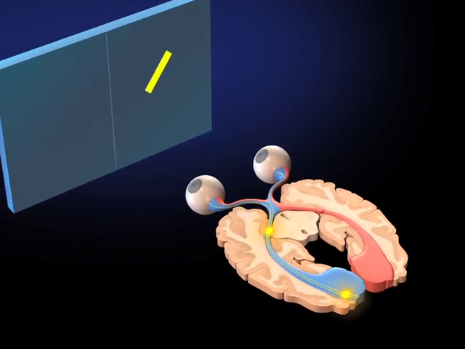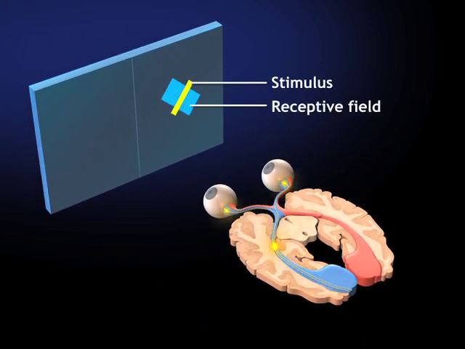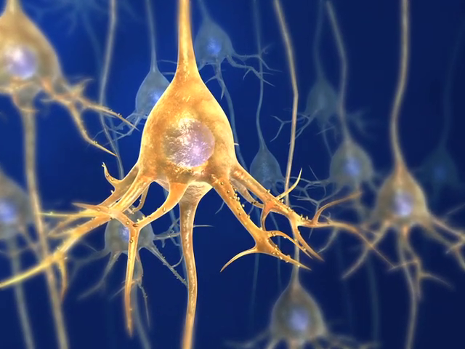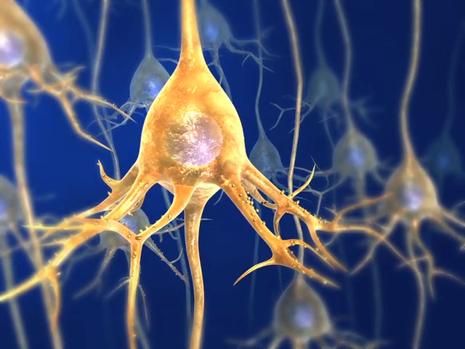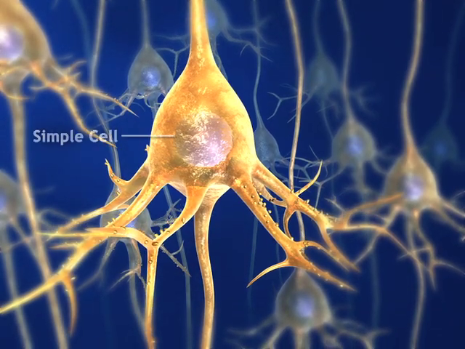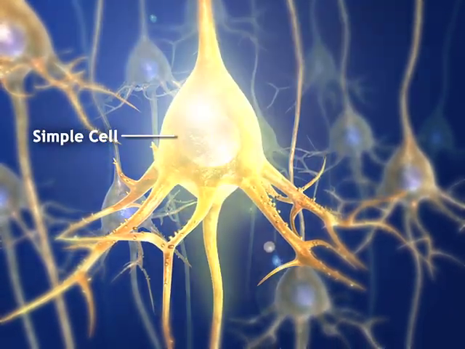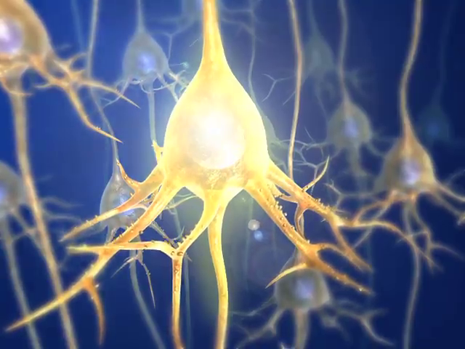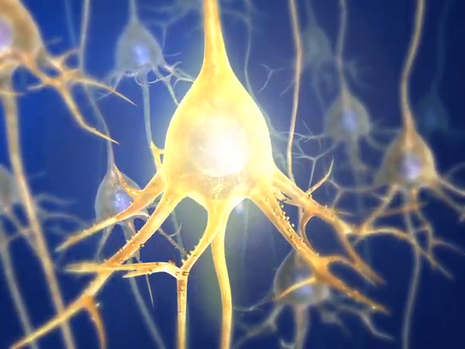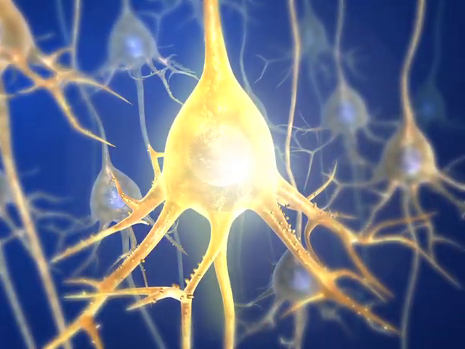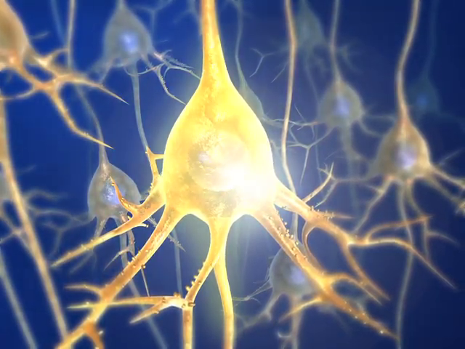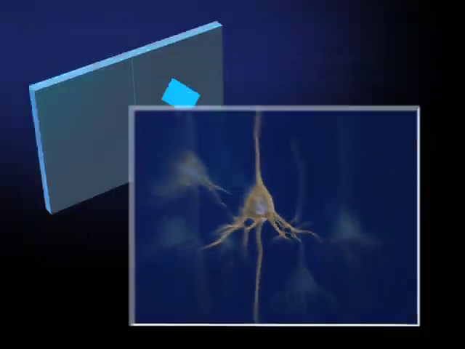The stimulus corresponds to the receptive field of a simple cell in the visual cortex. The stimulus is in exactly the right location and contains a bar of light in exactly the right orientation to optimally stimulate this cell. A neighboring simple cell in cortex might be stimulated by a bar of light at a slightly different orientation or at a slightly different location in the visual field.